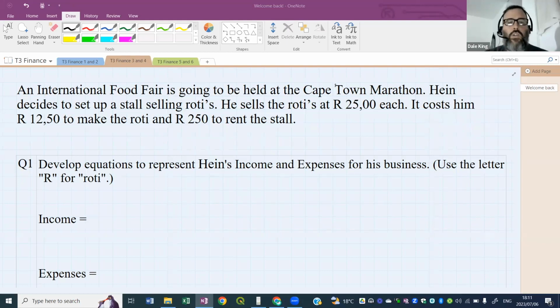Very good. It works. So income equals R times 25 Rand, because he sells them at 25 Rand. So it's 25 Rand times R, because you're using R for the number of rotis. Okay. There we go. Very good. Exactly what you've written in a sentence, I've written here in a mathematical expression. 25 Rand times the number of rotis sold. So R stands for the number of rotis sold.